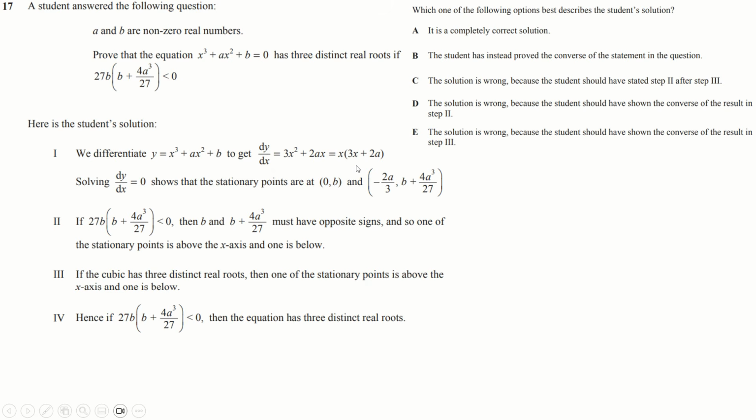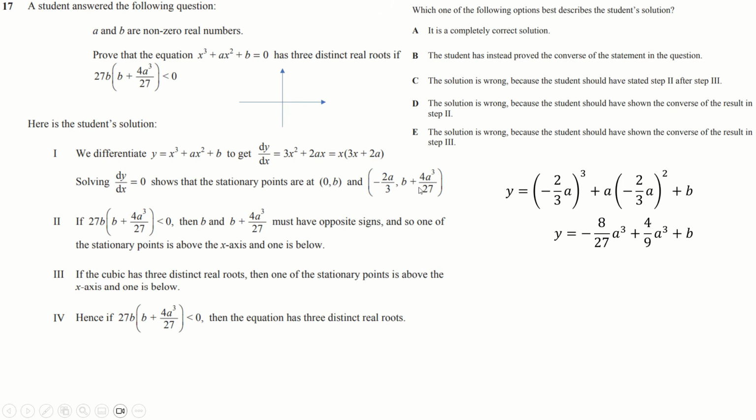Solving dy by dx equals 0, well, clearly either x is 0, which gives you that, and therefore y is b, which is fine, or x is minus 2a over 3, which is that, and then you put minus 2a over 3 into here, and you find what y needs to be. And I did actually just double check that, just in case that was the mistake, but it's fine, this all works out, so it does end up being this. It's unusual for them to make a mistake that's just numerical like that.